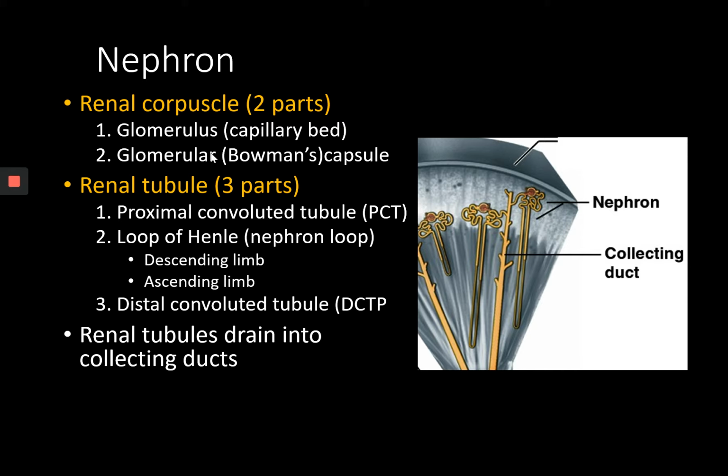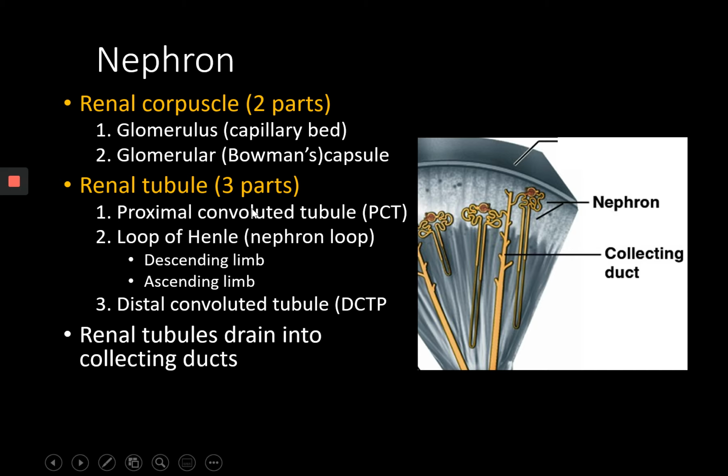Part 2, the renal tubule system. And the renal tubule system has 3 parts. It has a proximal convoluted tubule, a loop of Henle or nephron loop, and a distal convoluted tubule. Now, the distal convoluted tubule is going to be further away from the renal corpuscle than the proximal convoluted tubule. So that's where we're getting the terms proximal and distal coming into play and why they're named such.